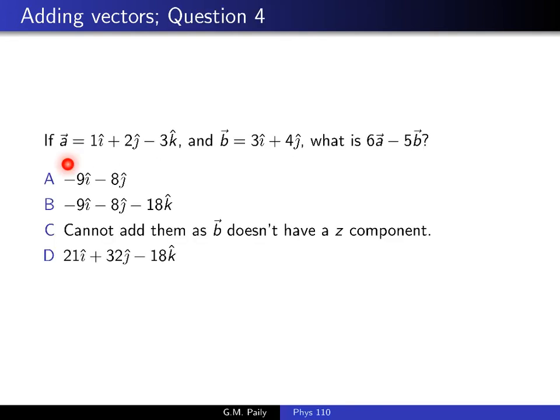One more question. A is given in unit vector notation like this, 1 i hat plus 2 j hat minus 3 k hat, and B is given as 3 i hat plus 4 j hat. And the question is, what is 6A minus 5B? Pause the video here, take a few moments and calculate the answer. And the next slide will show the answer.